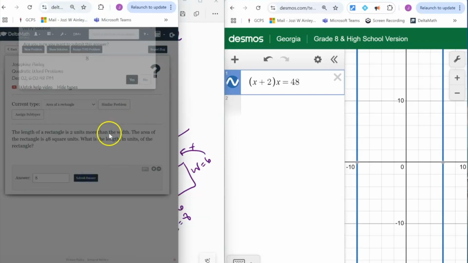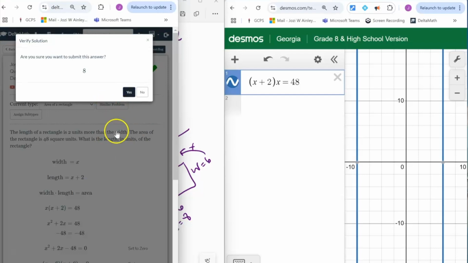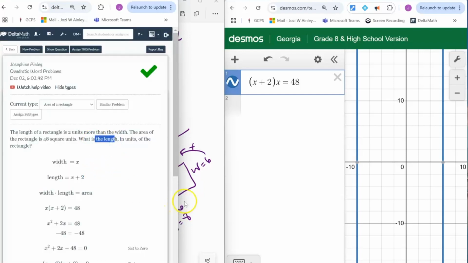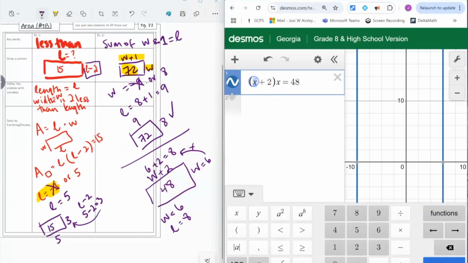So just be very careful to read the question to see which one they're asking you for. Are they asking for length? Are they asking for width? When you find your answer because you used X, make sure you look at your picture because you drew a picture, right? Make sure you look at your picture and see which one the X represents, either the width or the length. All right, so make sure you're looking back, okay? Because you see in this question, it represented the length, but in this question, it represented the width.